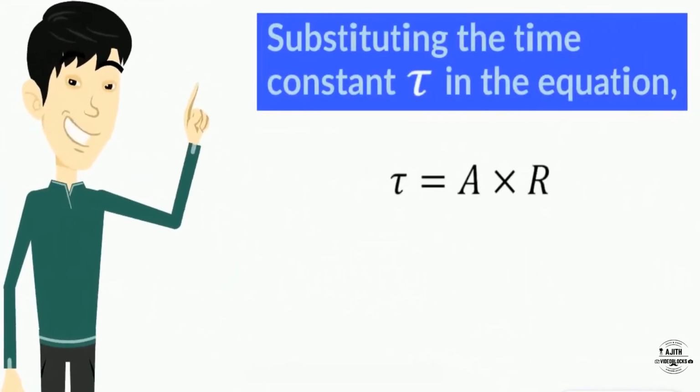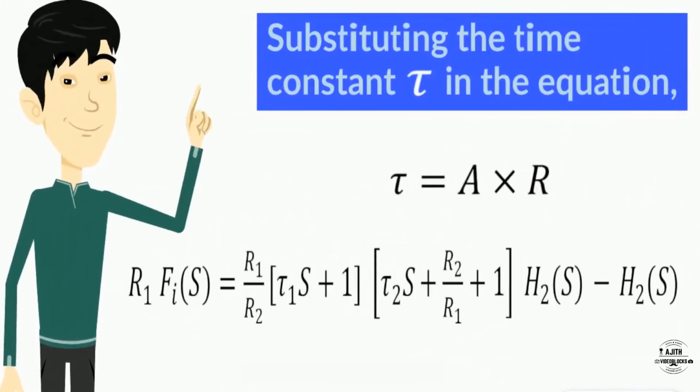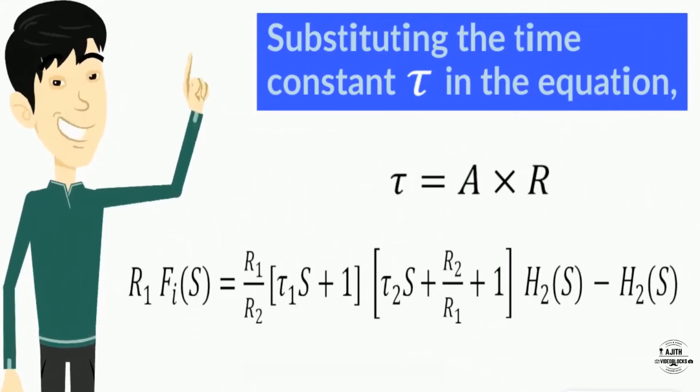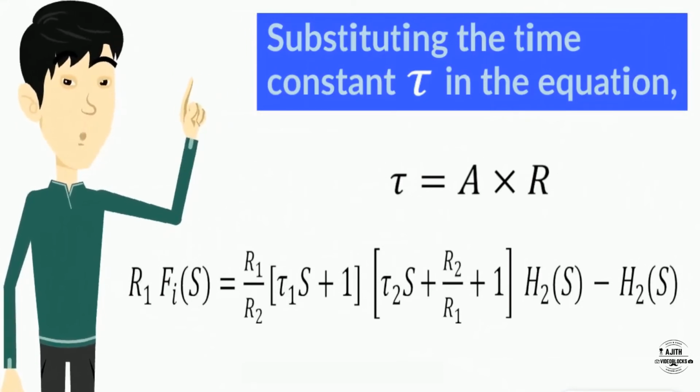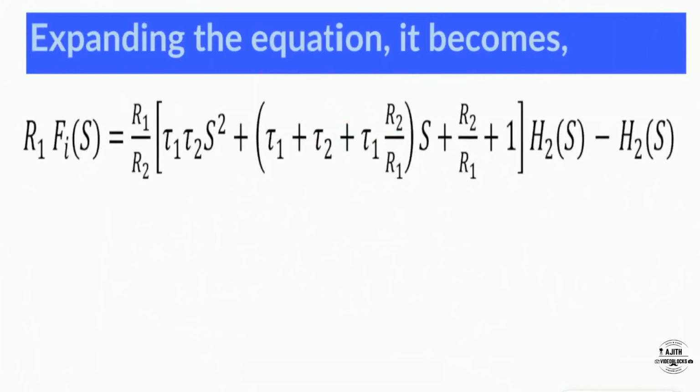Now, we know that τ is the product of area of the tank and resistance of the valve. So on substituting that in the equation of Fi of S, we get. On expanding the equation, we get the below displayed equation.